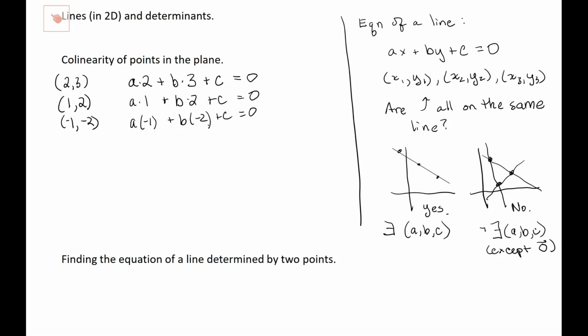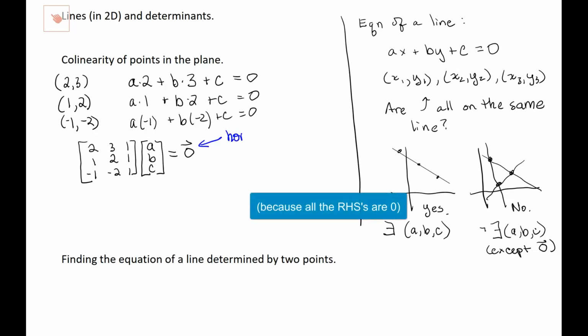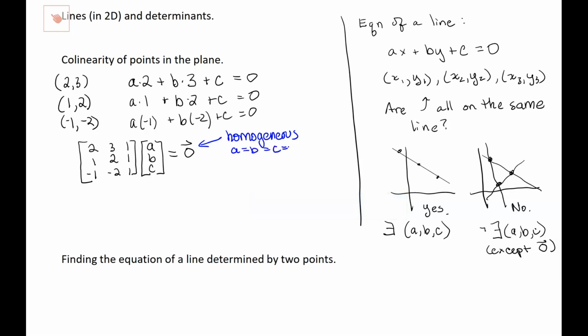Now that looks like a linear system of equations, and I can write out the coefficient matrix like this, and I can write down the entire equation by adding my vector of unknowns and my right-hand sides. This is what we call a homogeneous system. And homogeneous systems always have a solution, right? They always have the trivial solution. In other words, a equals b equals c equals 0 is a solution.